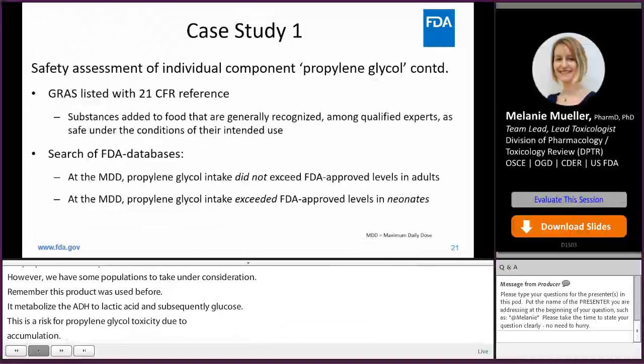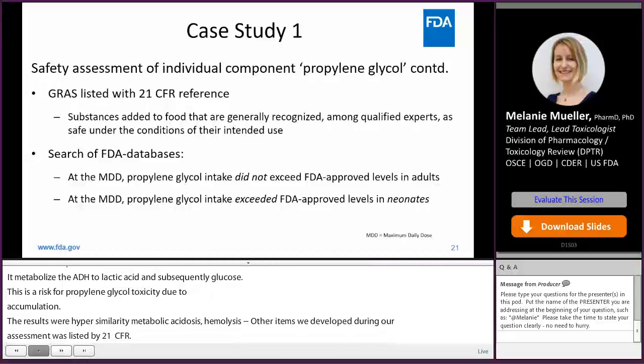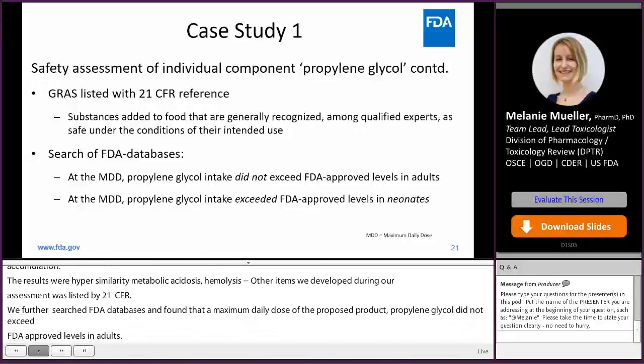Other items we identified during our assessment were, for example, that propylene glycol is listed as GRAS by 21 CFR. GRAS are substances added to food that are generally recognized as safe under the conditions of their intended use. We further searched FDA databases and found that at the maximum daily dose of the proposed product, propylene glycol intake did not exceed FDA-approved levels in products with a similar context of use in adults. In neonates, however, we could not find any prior precedents of clinical safety via FDA-approved products.